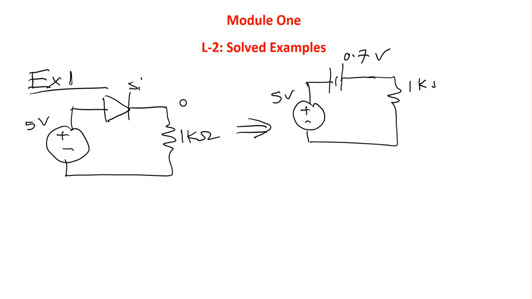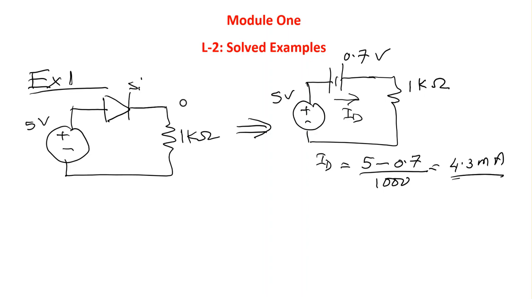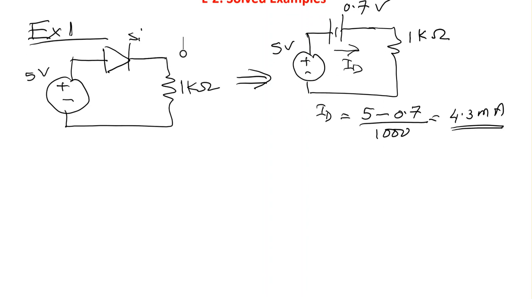This is 1 kilo ohms, and therefore I can just easily calculate what will be the current ID. It's nothing but ID will be 5 minus 0.7 divided by 1000 ohms, and this is equal to 4.3 milliamperes.